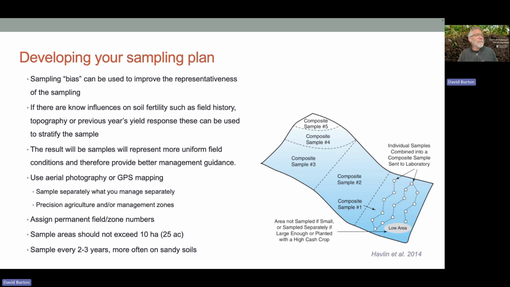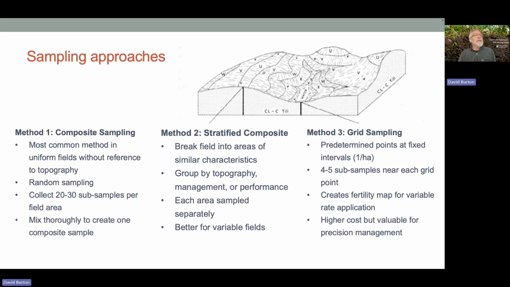For some tests we might want to do more frequently, but generally every 2 to 3 years is sufficient. Again, these are the three approaches: a composite sample or a random sample, a stratified random sample, or a grid sample. In the composite sample, we randomly locate some sort of walking pattern across the field. We collect 20 to 30 subsamples and combine them to make the sample that we submit to the lab, no more than about 25 acres.